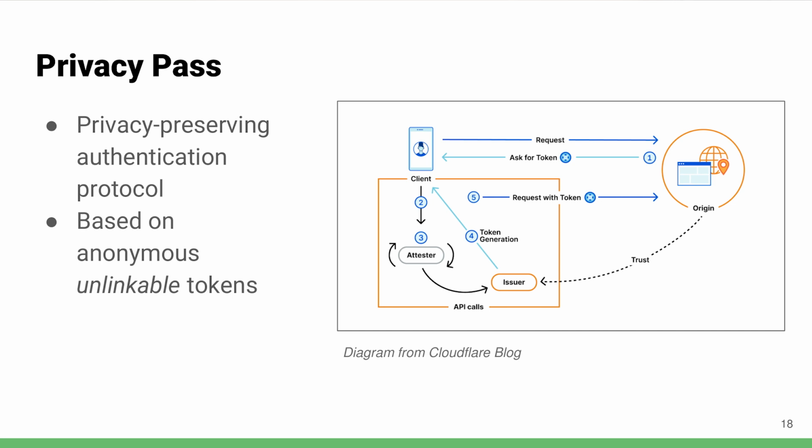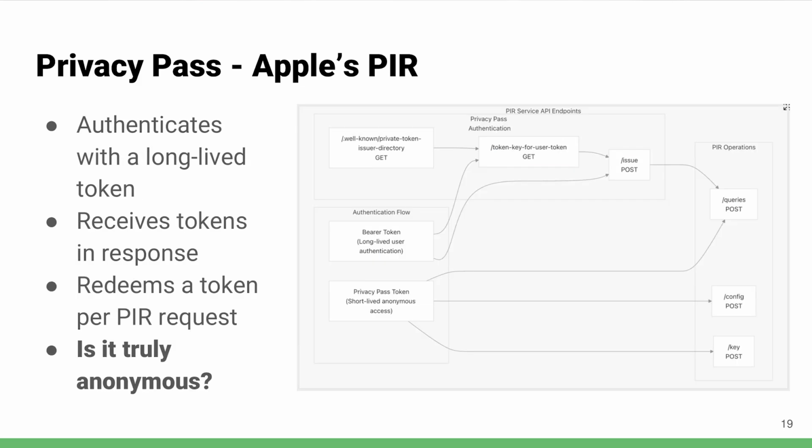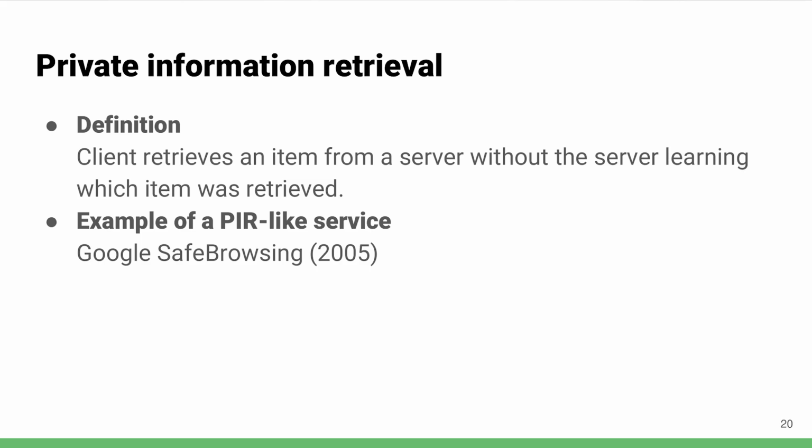Now let's talk about the second component, private information retrieval, or PIR. In simple terms, PIR is a family of cryptographic protocols that allows a client to retrieve data from a server without the server knowing what actual data was requested. The idea is not new. It's been explored since the 90s. And the oldest example of a PIR-like system in wide use is Google Safe Browsing. It follows a similar principle, although without the heavy cryptography.